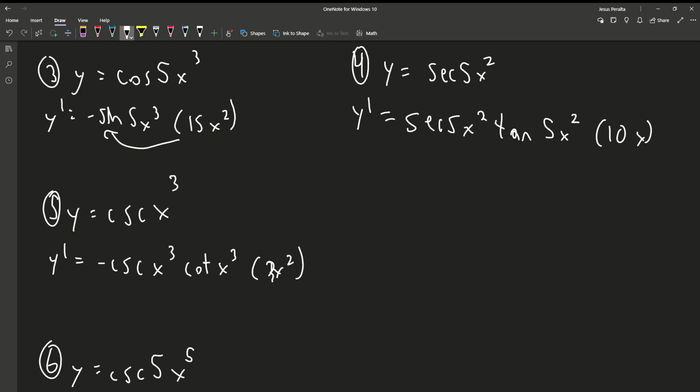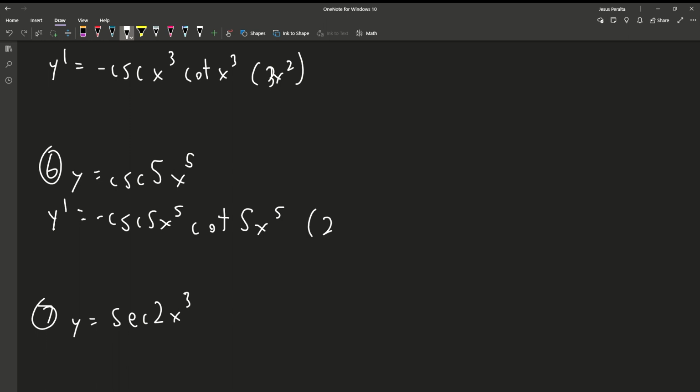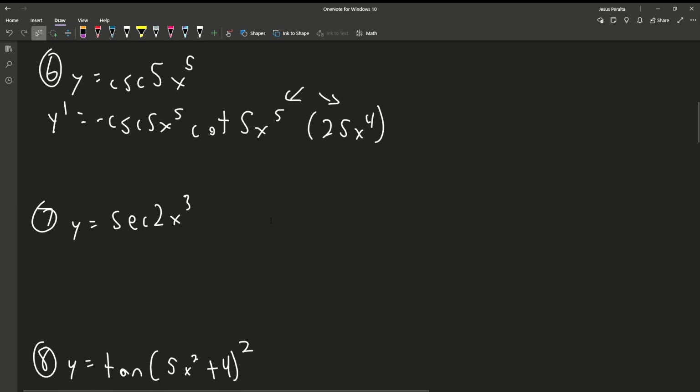Alright, you have 3x squared. You just move it to the front. You get your answer. That's it. So y prime, this is the same thing as this. And then remember cosecant, cotangent, negative cosecant, cotangent. So then just multiply by the derivative of the inside, boom, you just move it to the front. Negative 25x to the power 4 times all of that.